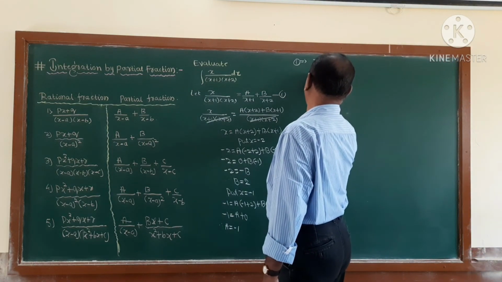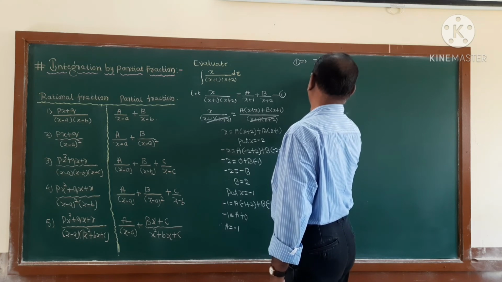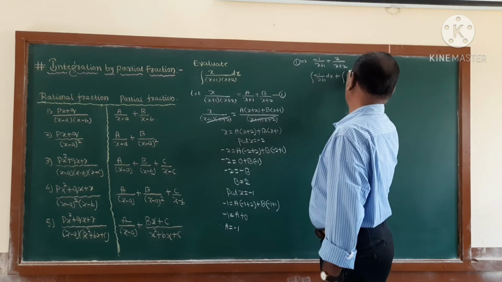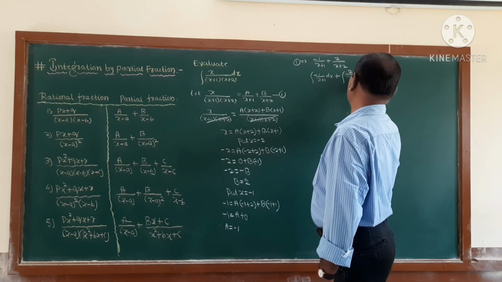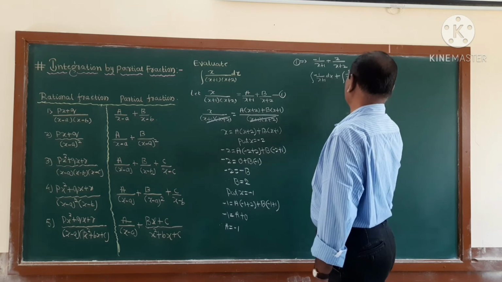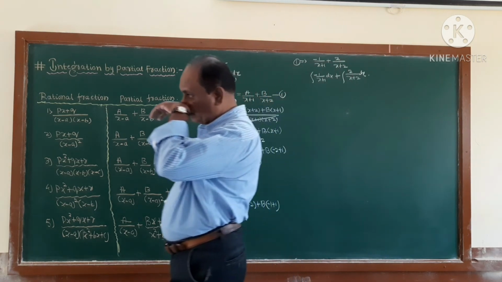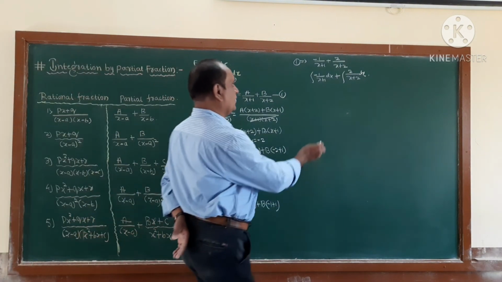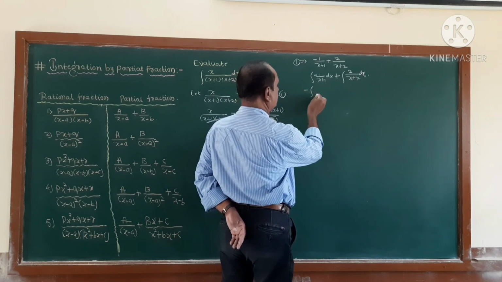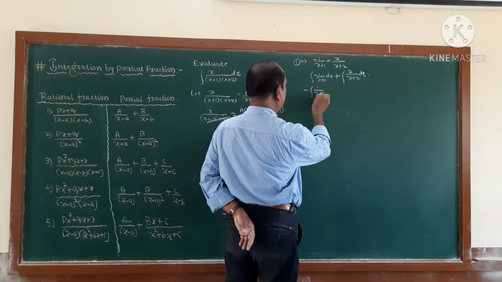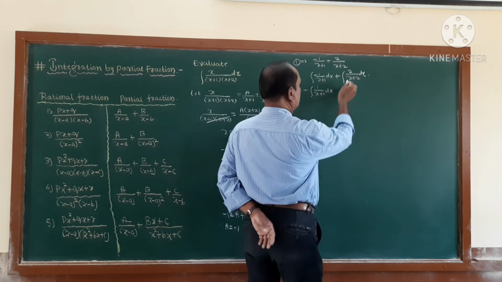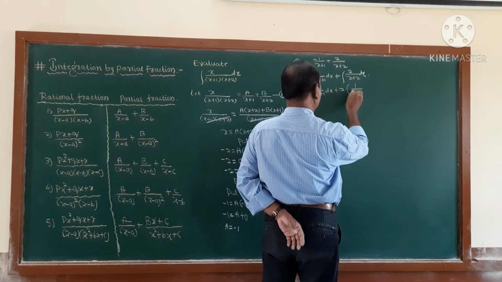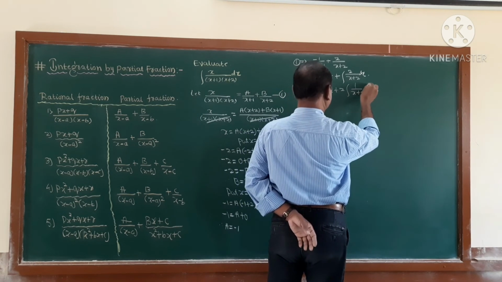So the integral of minus 1 divided by x plus 1 dx, then plus the integral of 2 divided by x plus 2 dx. In integration, you have to take the minus as a constant term outside the integration symbol. Right, minus into the integral of 1 divided by x plus 1 dx. You put the 2 outside the integration symbol, so 2 integral of 1 divided by x plus 2 dx.